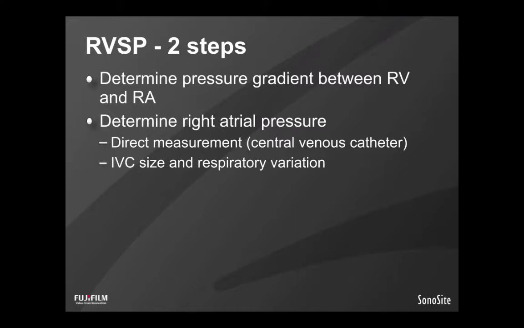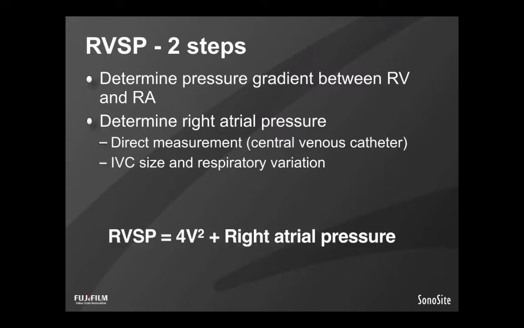And so more commonly, you may choose to use the IVC size and respiratory variation patterns, which you may be aware of and we will review shortly. So using the information of the pressure gradient between the RV and the RA, which is determined by this equation, 4V squared, the modified Bernoulli equation, plus the right atrial pressure, we're given a number called the RVSP.